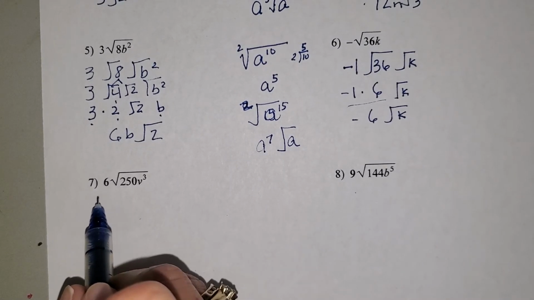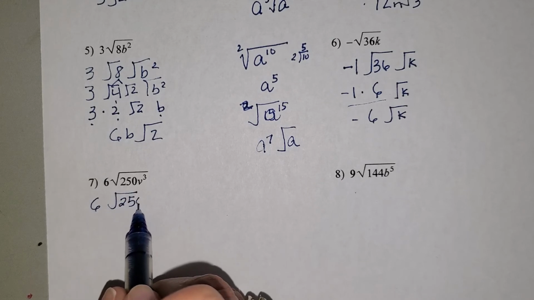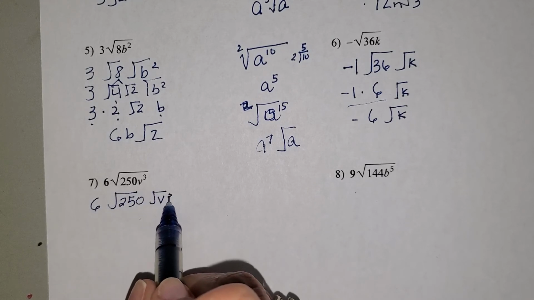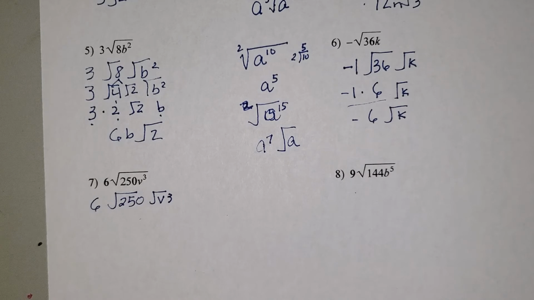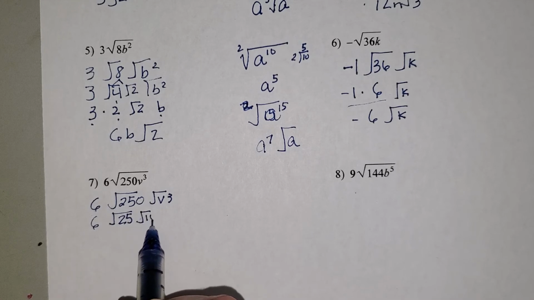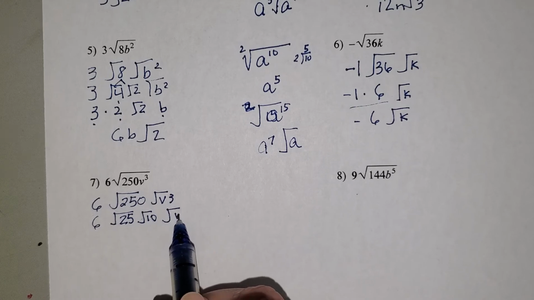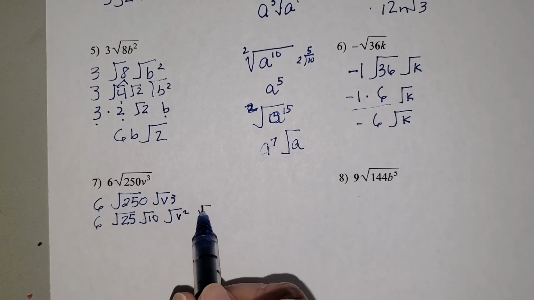All right, here we've got a 6 out in front. We've got a factor square root of 250 and v to the third. Okay. You might notice there's a bunch of things that multiply to 250, but one of them is 25 times 10. So let's do that. 25 is a perfect square. So we'll call this 25 times 10. That's the square root of 250. Let's factor this to v squared times v to the first.